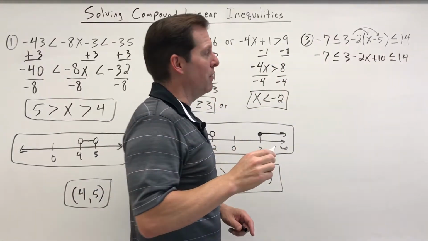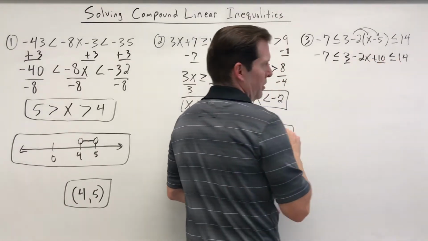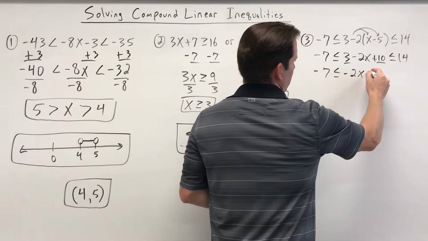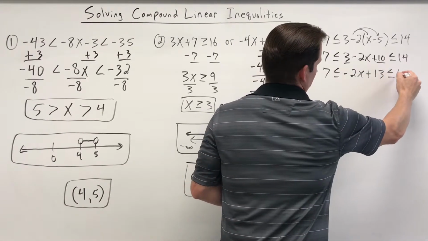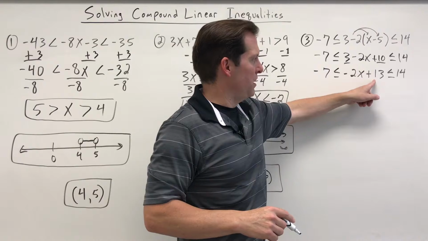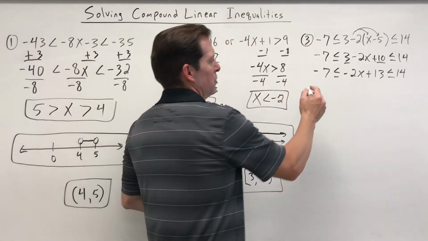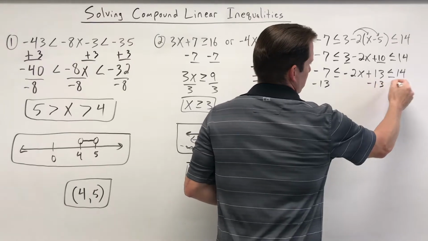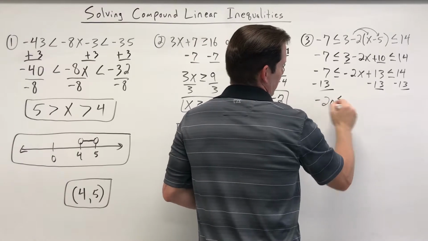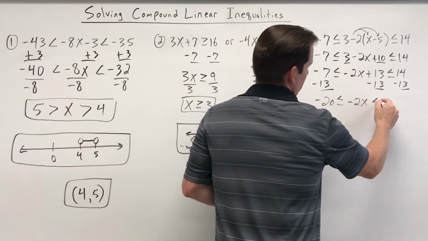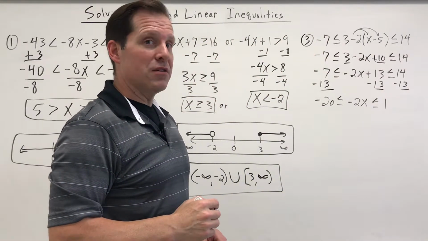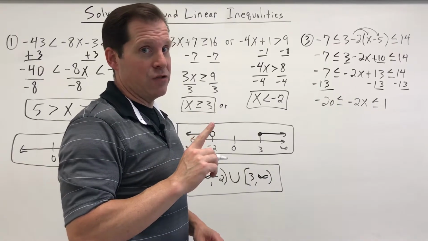So now I can go ahead and combine these two in the middle. So this would be negative 7 is less than or equal to negative 2x plus 13, which is less than or equal to 14. Now I can go ahead and move the 13, and then eventually I'll divide by negative 2. So I'm going to subtract 13. That gives me negative 20 is less than or equal to negative 2x, which is less than or equal to 1. So the only thing to do now is divide by negative 2, but again, we're dividing by a negative, so you've got to flip the inequality.